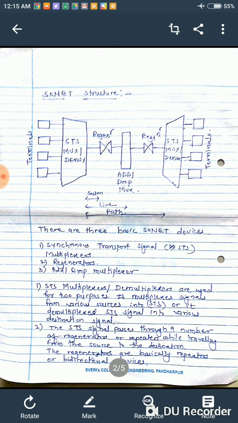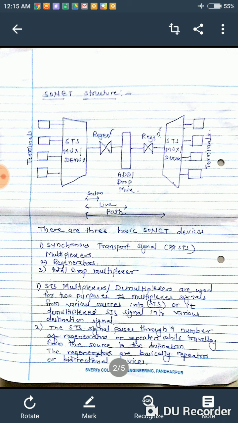So simultaneously we will cover STS multiplexer or demultiplexer. At a time that device can act either as a multiplexer or demultiplexer based on how we are using it in the particular block diagram. If it is acting as multiplexer at the transmitter side, it will act as a demultiplexer at the receiver side.